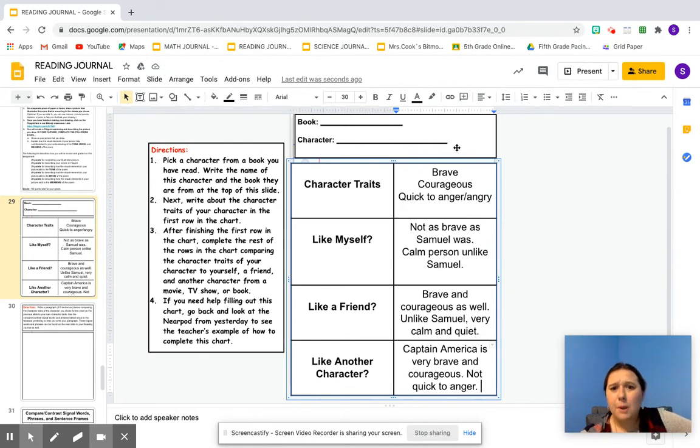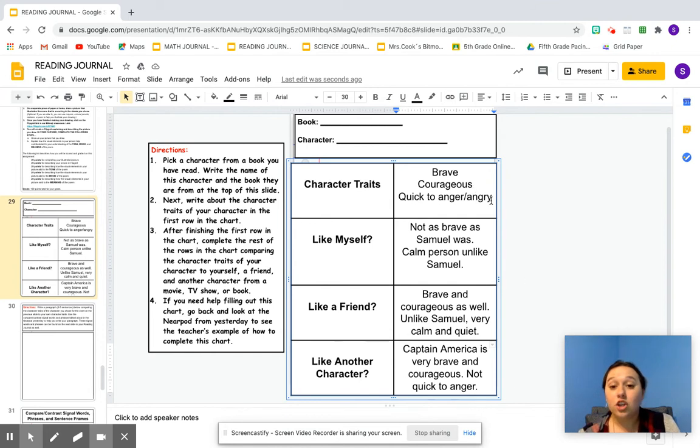And if you look throughout my example that I wrote here for Samuel's character traits and then myself, my friend, and another character, you can see I used some of those signal words you should have seen earlier in this Nearpod, right? So some signal words I used to compare Samuel to other people, real life and other characters as well. Some signal words you can see throughout my example. I put like, not as brave as Samuel. I used that signal word there, unlike. I used that signal word as well. So those are some signal words, like the ones we looked at earlier in this Nearpod, that you can use in your own chart as well that you'll complete tomorrow.